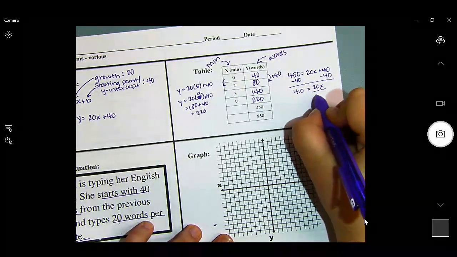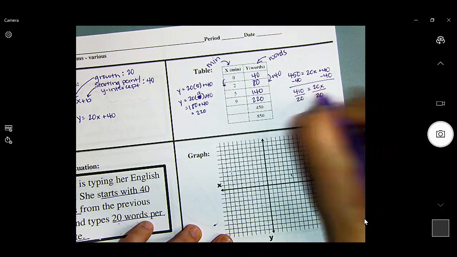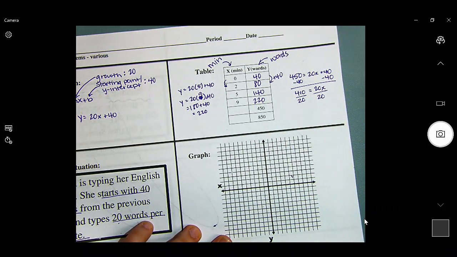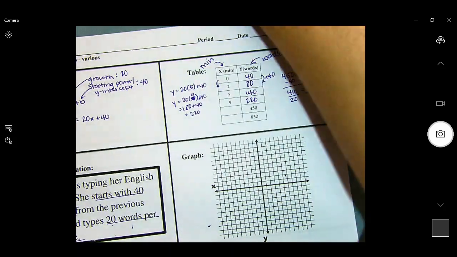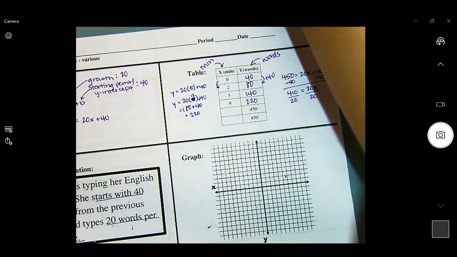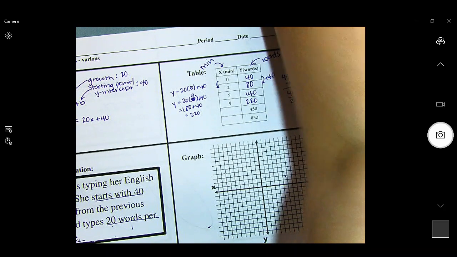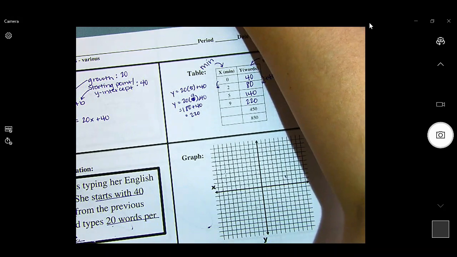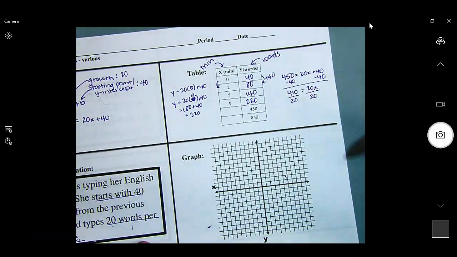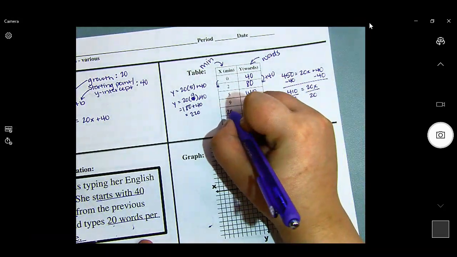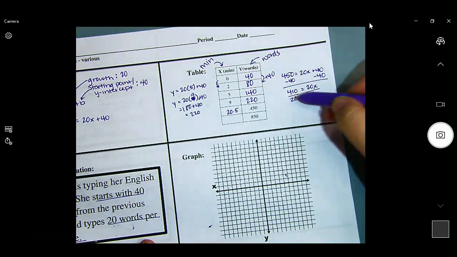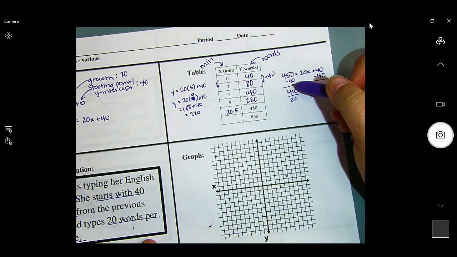If I divide both sides by 20, then I get 2 point something. Hold up. 410 divided by 20 gives me 20.5. Okay, so 20.5 minutes in, she has 450 words.